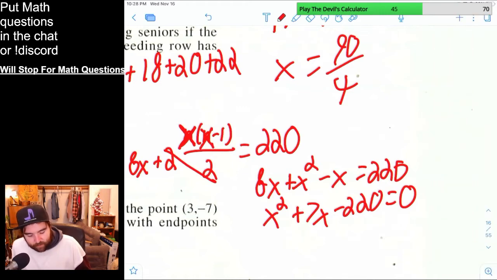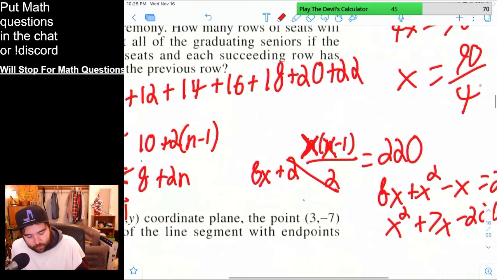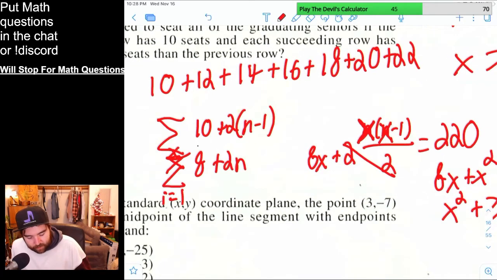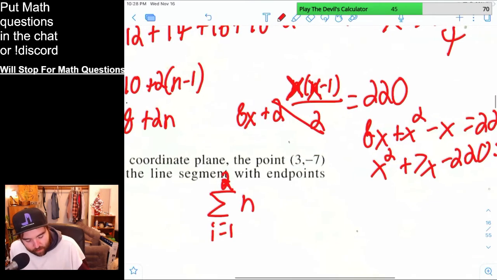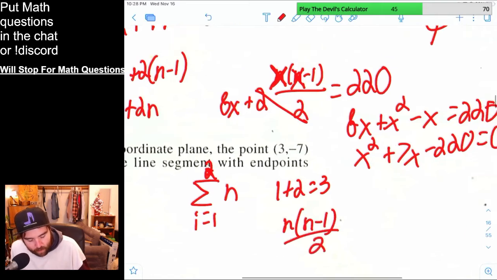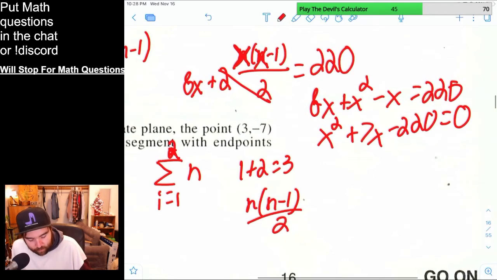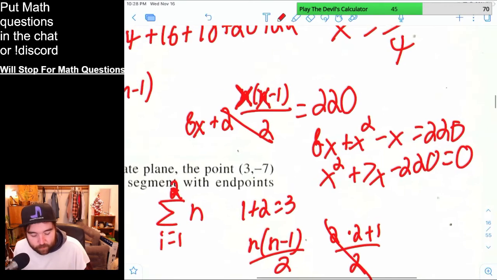You know what? I think I got my formula wrong. Let's think about this. If this is just the sigma of n, starting at i equals 1, going up to, let's say, 2 for now, what would that be? That would just be 1 plus 2. That would be 3. If I use this formula and plugged in 2, that's 2 times 2 minus 1 over 2, which is no good. So that's definitely supposed to be a plus.